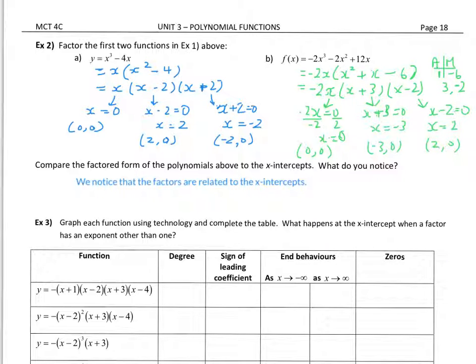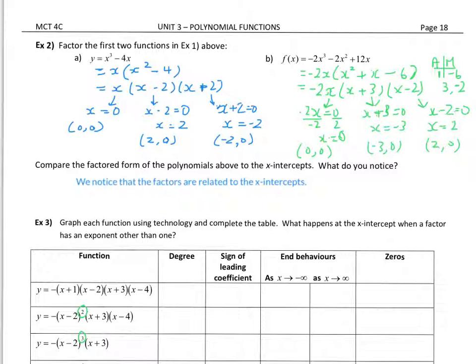So for example, in the second equation here, we have an exponent of 2 on the factor of x minus 2. What is happening at that x-intercept of 2? And on the third one, we have an exponent of 3 on the x minus 2 factor. So what's happening at that zero of x equals 2? That's our goal with this. So put the video on pause and work through this whole thing.